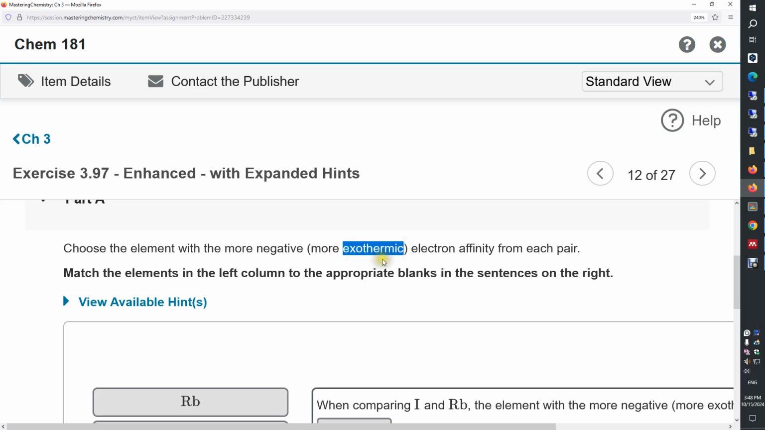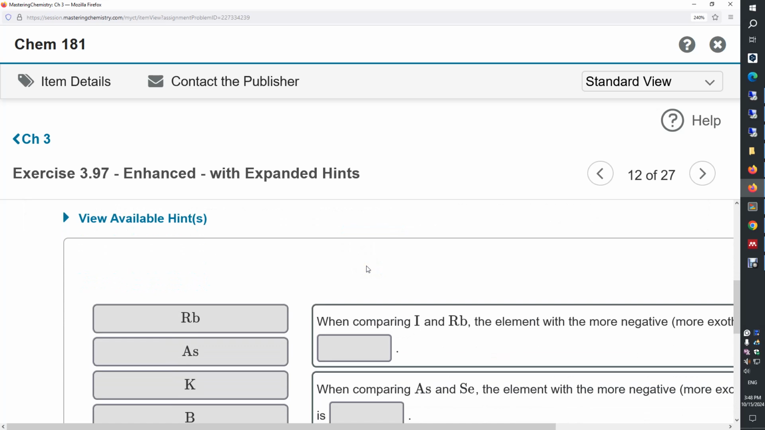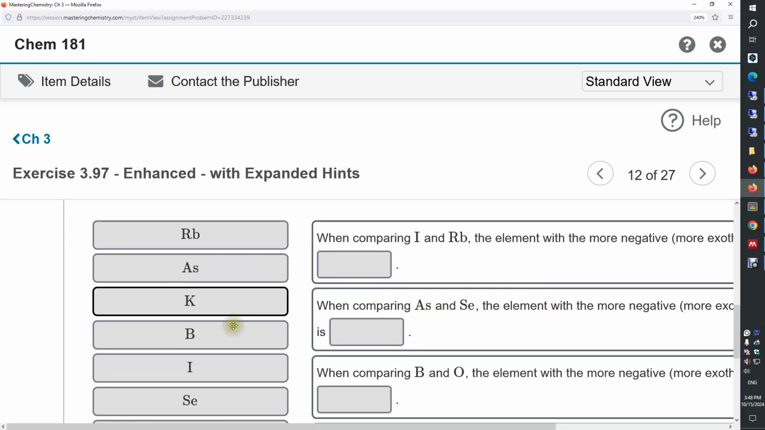Exothermic means releasing heat. So whichever element is closer to fluorine and chlorine is going to have more negative electron affinity. Therefore, I'll put iodine here. Rb is rubidium, very far away from chlorine and fluorine.